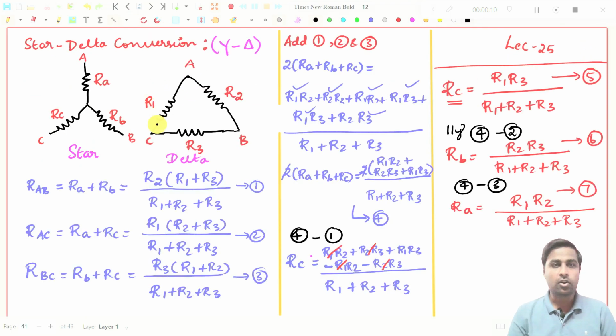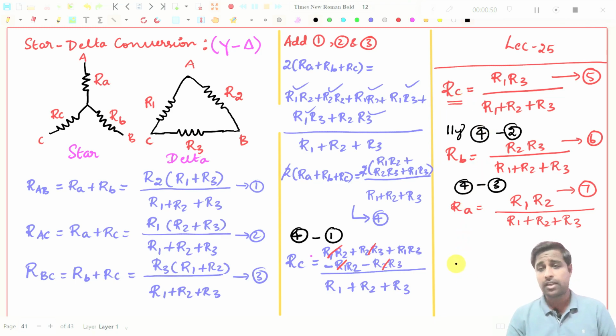What are the topics we have seen in the last class? We started with the star delta connection and drew the symbols with resistors. We wrote the expressions for RAB, RAC, and RBC for both the star and delta connections. We took these as expressions 1, 2, 3, and added all the expressions to get expression number 4. Then we subtracted expression number 4 with 1, 2 and 3 to get RA, RB and RC.